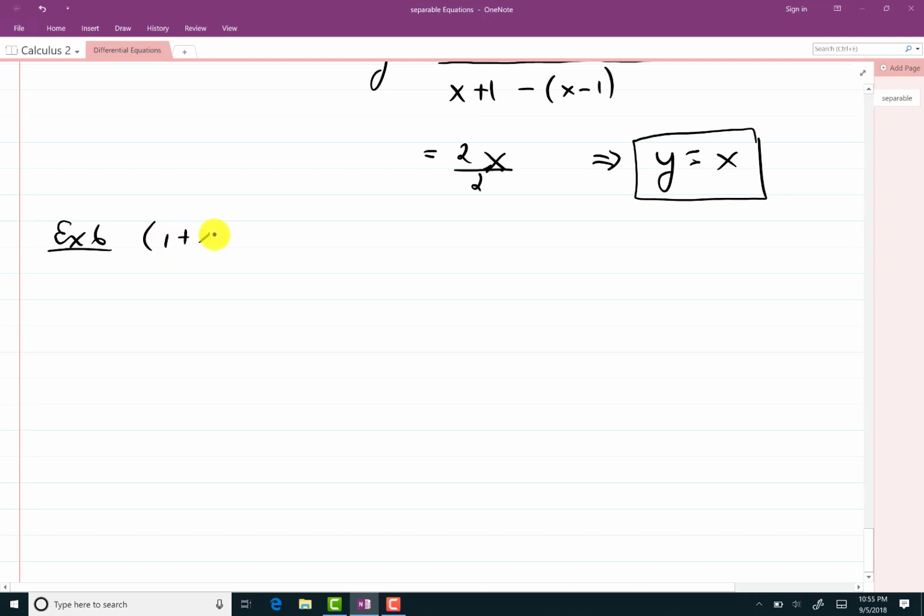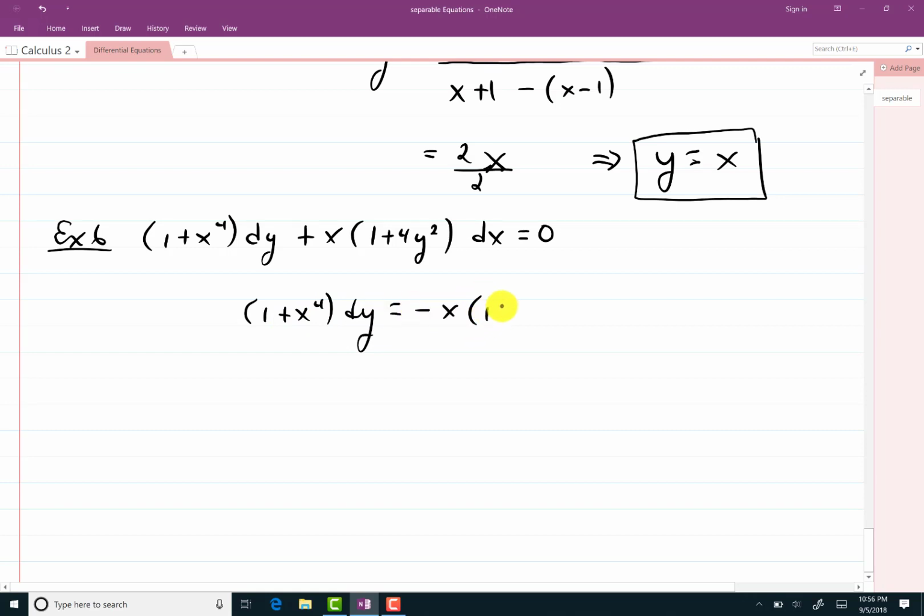We have 1 plus x to the 4th times dy plus x times 1 plus 4y squared dx equals 0. So as with anything else, I think I'll subtract the second half of this equation, and I'll get 1 plus x to the 4th dy equals negative x times 1 plus 4y squared dx, and I'll divide by the necessary things to get 1 over 1 plus 4y squared dy equals negative x divided by 1 plus x to the 4th dx.